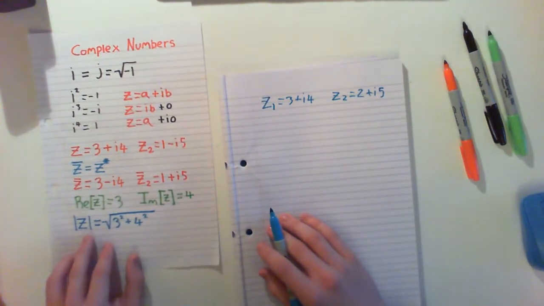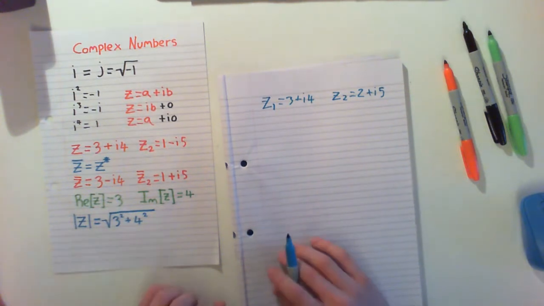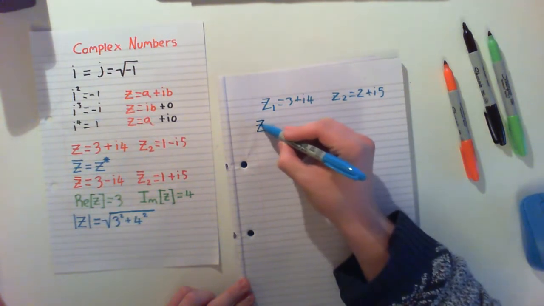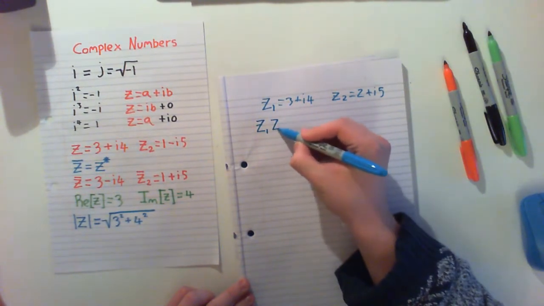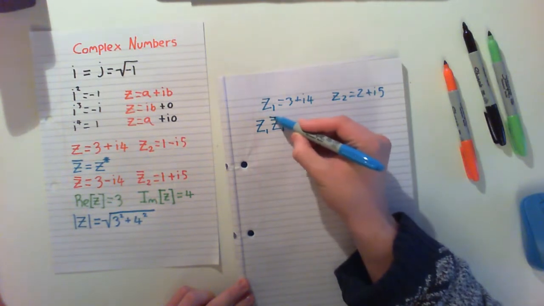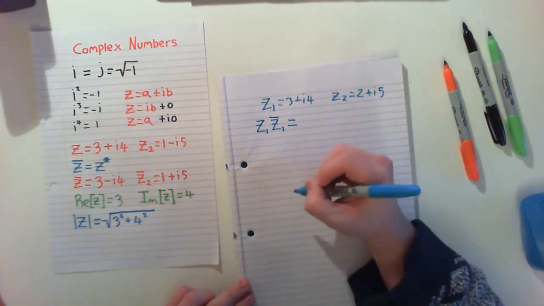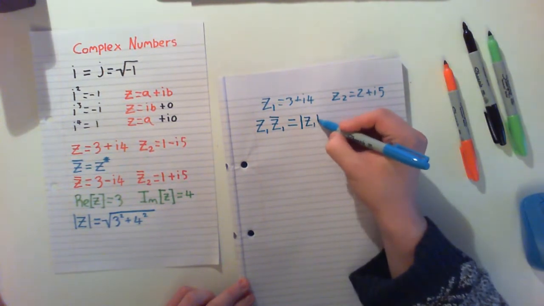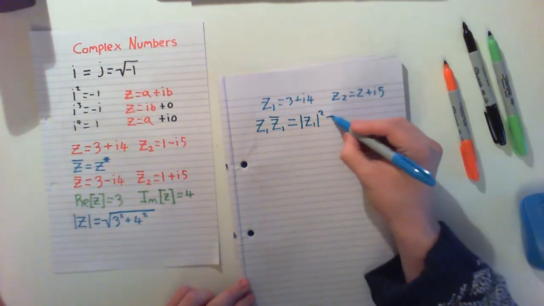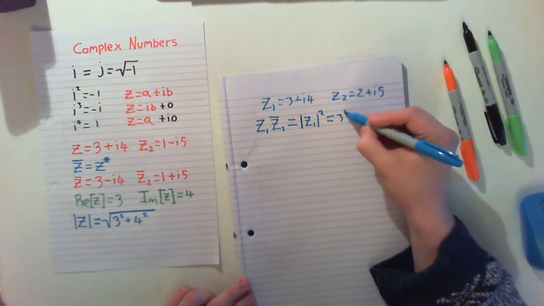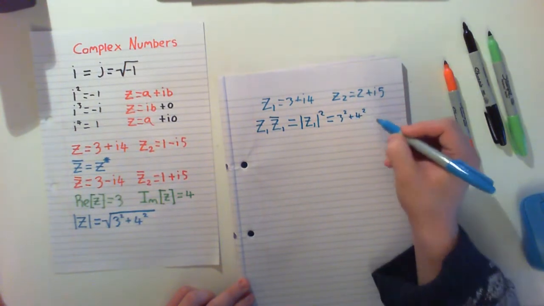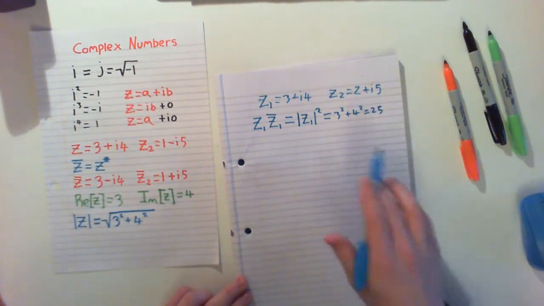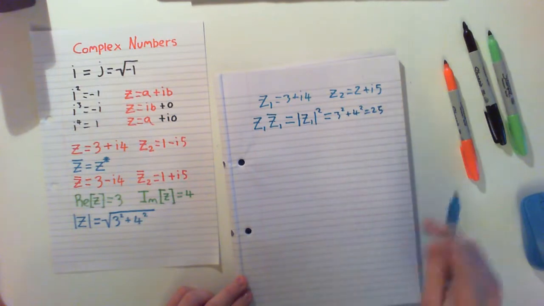And also we need to look at the magnitude, because what we find is if we have any complex number, say z1, and we multiply z1 by its complex conjugate, we actually get the magnitude of z1 squared, which in this case would be equal to 3 squared plus 4 squared, which is 25. And we're ignoring the square root because we're squaring the square root effectively.